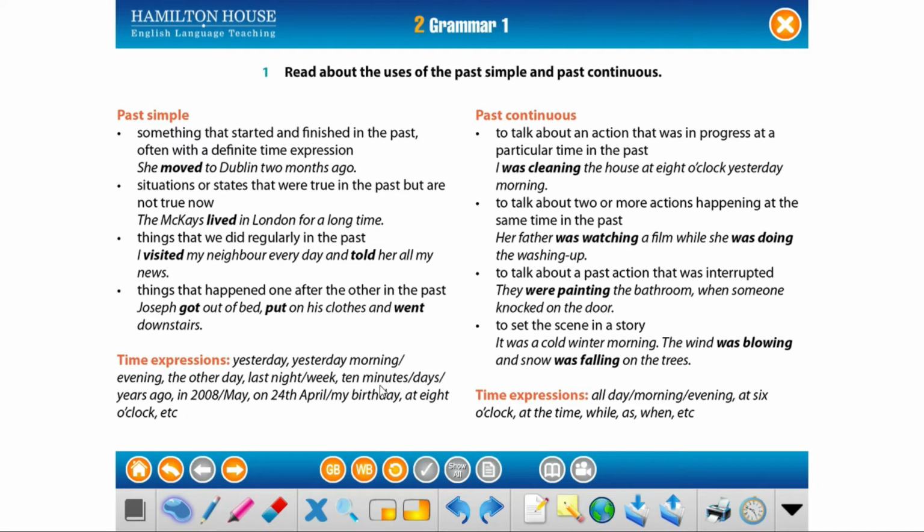Remember that time expressions are expressions that refer to something that happened in the past, like yesterday, yesterday morning, yesterday evening, yesterday night, the other day, last. When we use last, then we have the time: last night, last week, last month, last year. Then we can use ago, which goes at the end of the expression: 10 minutes ago, 10 days ago, 10 years ago, 2 months ago. Or a definite expression like in 2008, in May, on 24th April, on my birthday, at 8 o'clock, and so on.